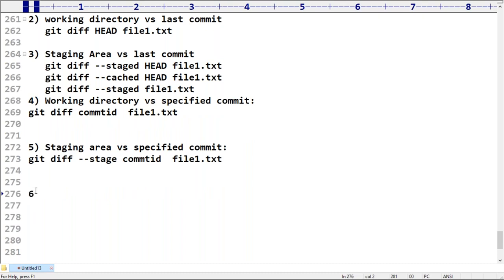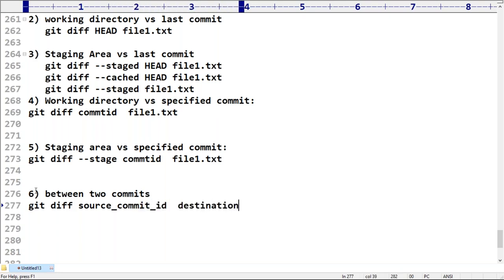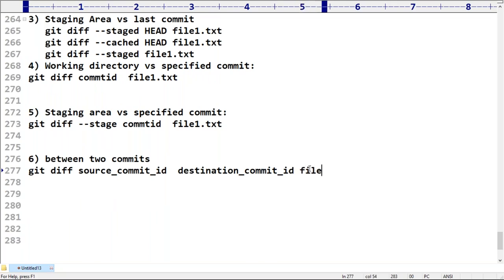Next, between two commits: git diff, source commit id and destination commit id, then file1.txt. This part we covered already.